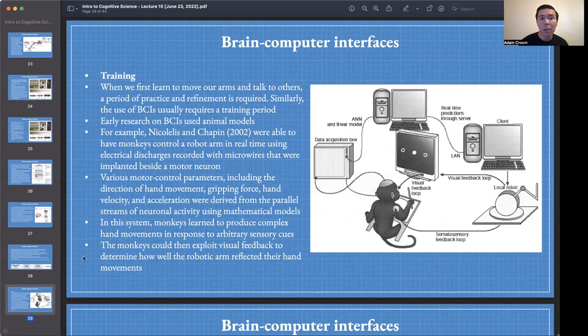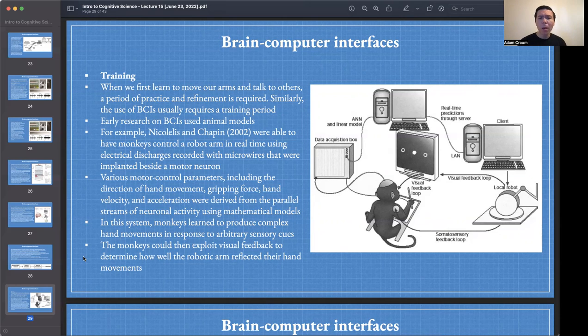Early research on BCIs used animal models. For example, in this earlier work, Nicolelis and Chapin were able to have monkeys control a robot arm in real time using electrical discharges that were recorded with microwires that were implanted beside a single motor neuron. Various motor control parameters, including the direction of hand movement, grip force, hand velocity, and acceleration, were derived from the parallel streams of neural activity using mathematical models.